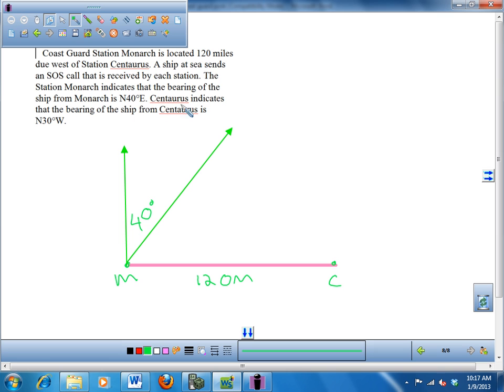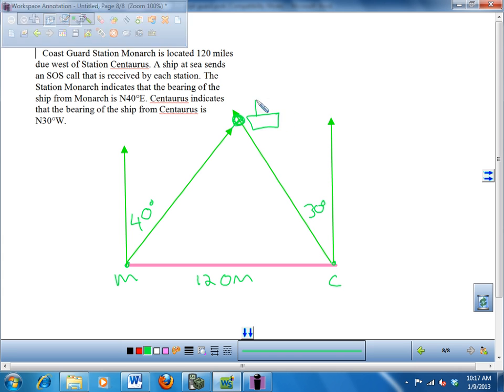And from Centaurus, the bearing of the ship is north 30 degrees west. So in other words, if I draw a line straight up here, it's 30 degrees west of north, going this way. You get that? And so this angle here is 30 degrees. And where they meet, right here, that's where the ship is. There's the ship.